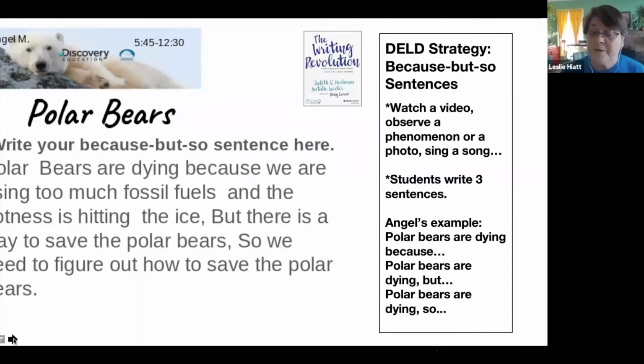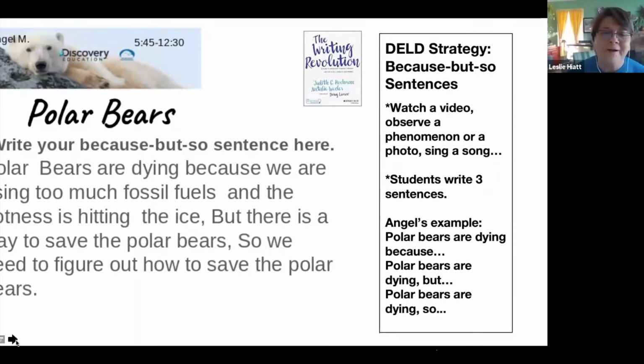Because is used to explain why something's true, but indicates a change in direction. And so tells us what happened as a result. It's kind of like the effect of the cause. So these are just little teeny conjunctions that are so small, but they pack so much meaning into a sentence. So you could see here, this was Ankel's work. He wrote, polar bears are dying because we are using too much fossil fuels and hotness is hitting the ice. But there is a way to save the polar bears.